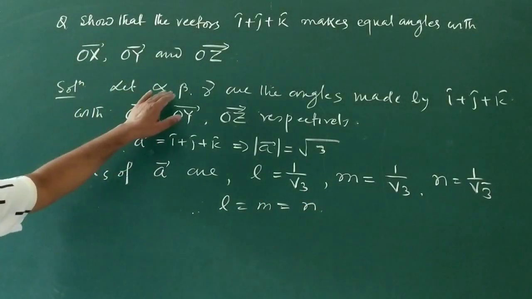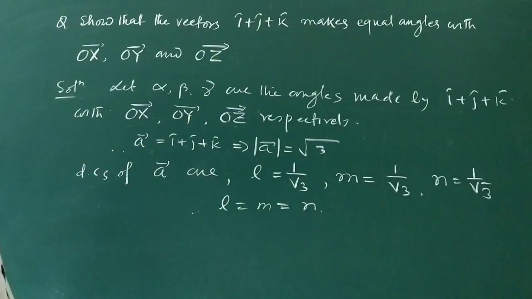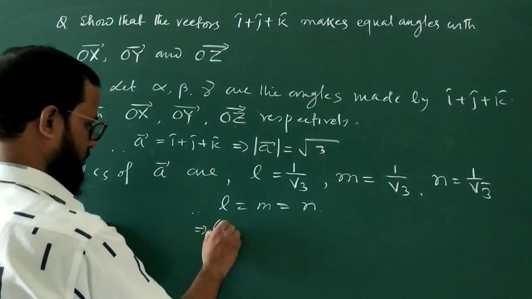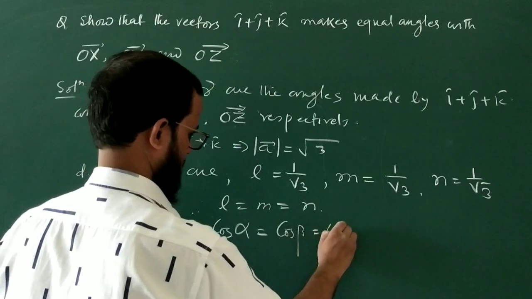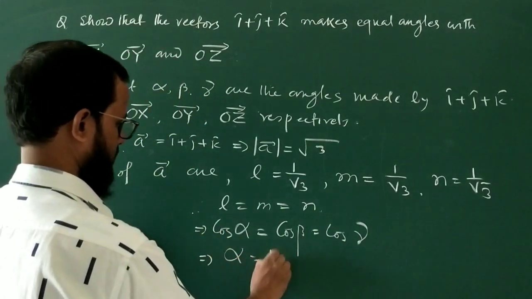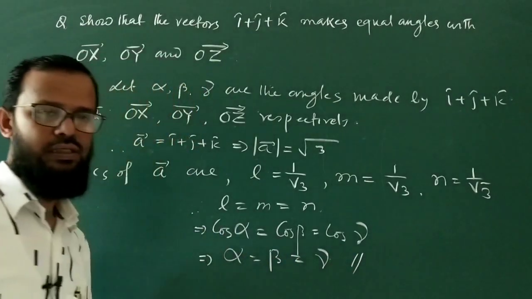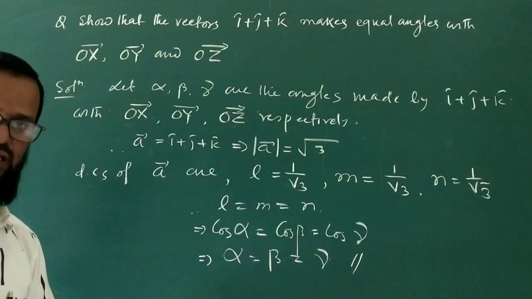Since the vector makes alpha, beta and gamma angles with Ox, Oy and Oz, what is the direction cosine? What is l? l equal to what, cos alpha, m equal to what, cos beta, n equal to what, cos gamma. Okay. So implies alpha equal to beta equal to what, gamma, hence proved. Okay. It means that this vector makes equal angles with the coordinate axes Ox, Oy and Oz. ठीक है.